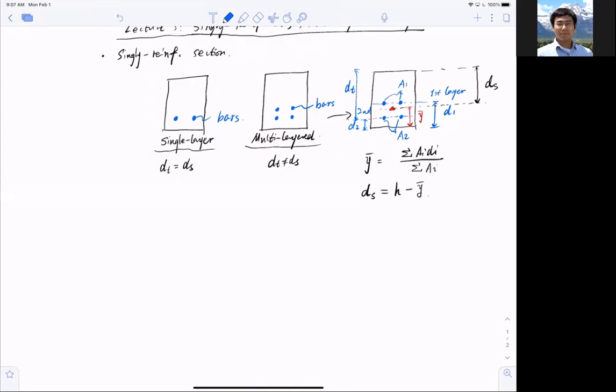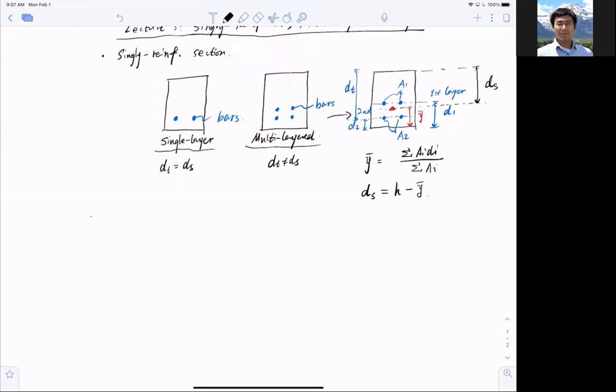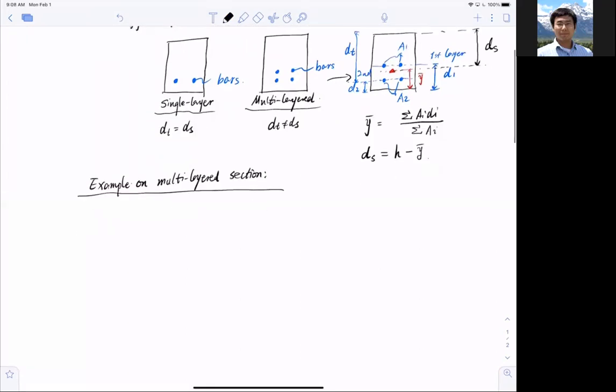All right, so today, let's continue this and talk about one more example, or maybe two more. So let's take a look at an example on a multi-layered section. First of all, let's take a look at the section. I'm just going to show you this. Hold on one second.